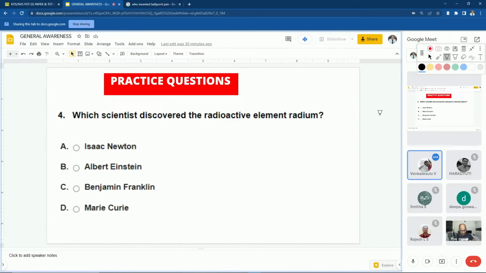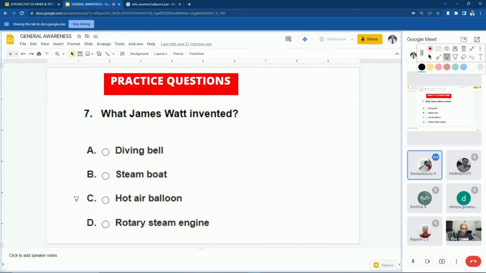Next question. Venkatesh sir. Easy question. Which scientist discovered the radioactive element radium? Isaac Newton, Albert Einstein, Mary Curie, Benjamin Franklin. Madam Curie. Mary Curie or Madam Curie. We know her as Madam Curie.